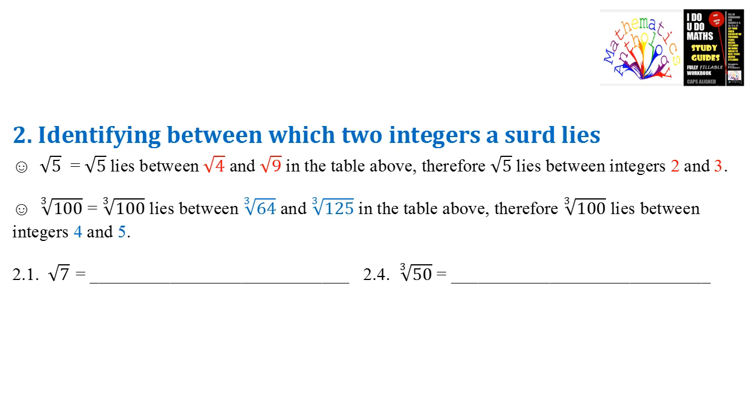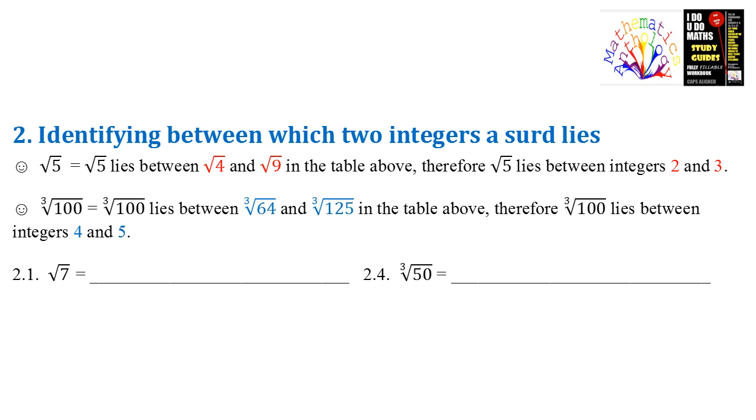Another example here, the cube root of 100, that is between the cube root of 64 and the cube root of 125. Therefore, the cube root of 100 lies between the integers of 4 and 5.